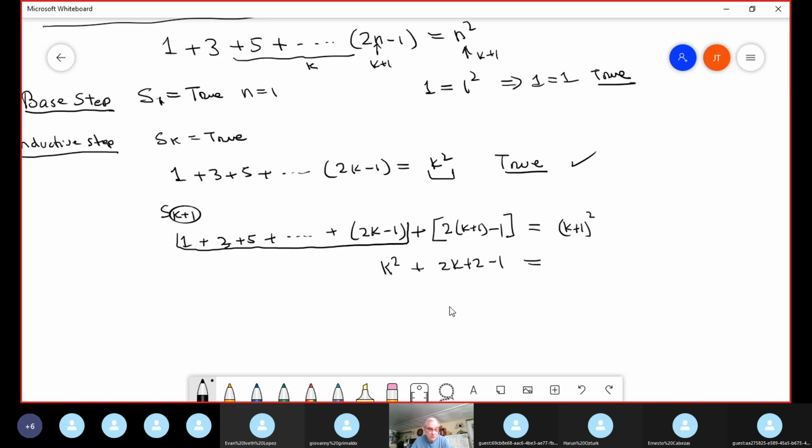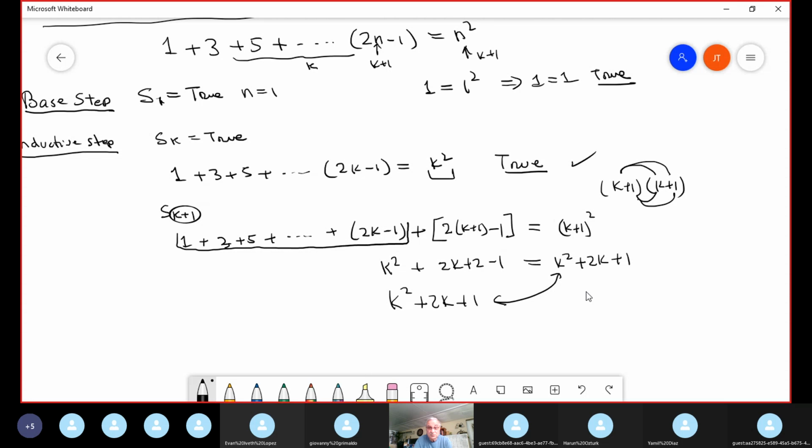Should be, well, you leave it like that, or you expand this: k plus 1 times k plus 1, which is k squared plus 2k plus 1. K squared plus k plus another k, we get 2k plus 1. Okay. Now we combine: k squared plus 2k, 2 minus 1 is 1, positive, and you get exactly the same as this. Just remember the idea.